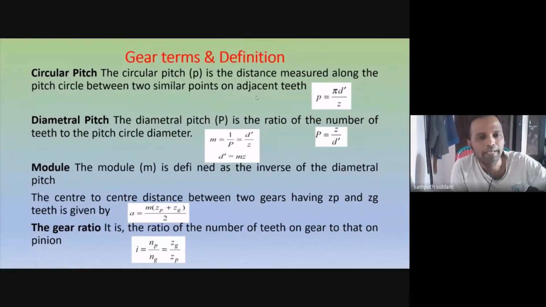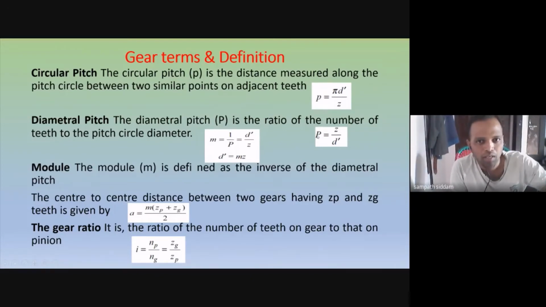Okay, and next is diametrical pitch. The second one is diametrical pitch. Diametrical pitch is the ratio of the number of teeth to the pitch circle diameter. So here, P = Z/D', where Z is the number of teeth and D' is the pitch circle diameter. If these two are given, diametrical pitch can also be calculated. This is small p, this is capital P.